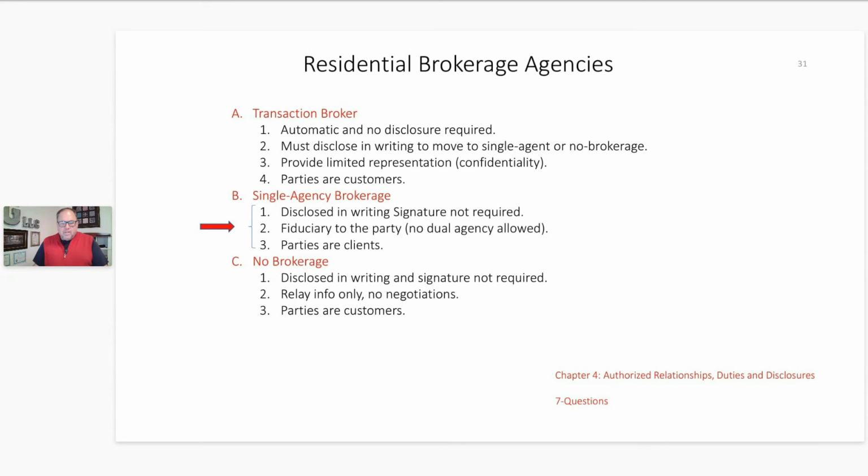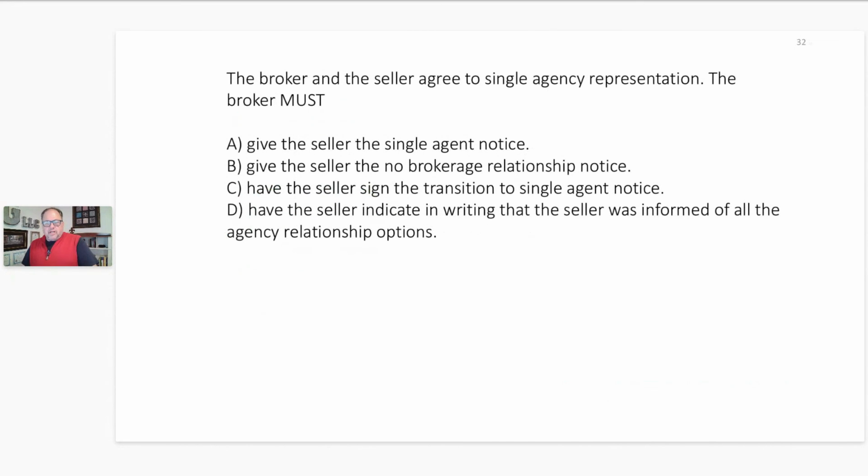So the broker and the seller agree to a single agent. The only thing the broker has to do is give the seller a single agent notice. Answer A. That's all the broker has to do. So we're talking about answer A. Give a single agent notice.